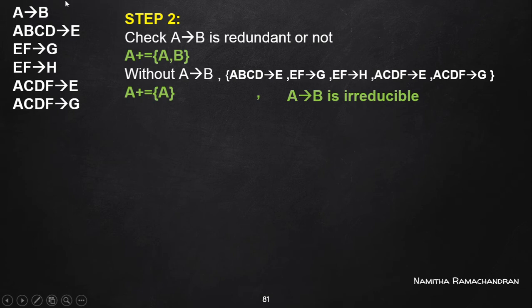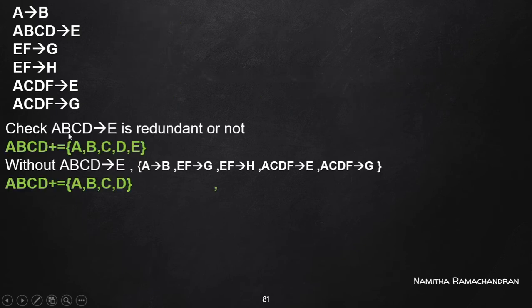So using the same set, check the redundancy of the second dependency, A, B, C, D implies E. Check the redundancy of that dependency. So find the closure of A, B, C, D first. This is the closure of A, B, C, D. A, B, C, D can derive A, B, C, D directly, and E also.